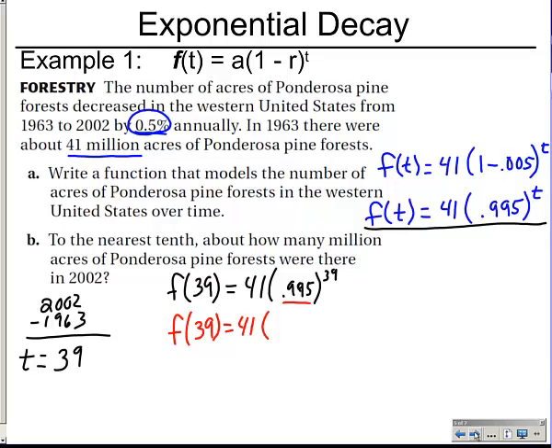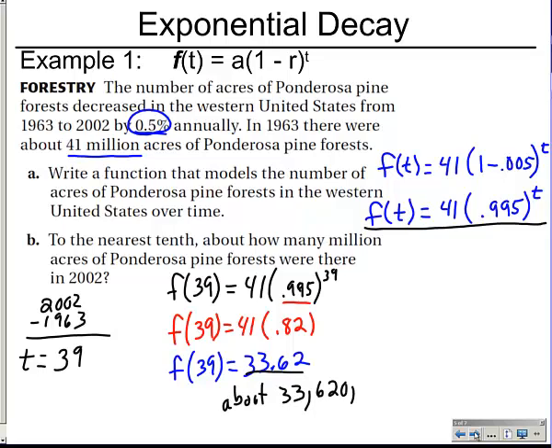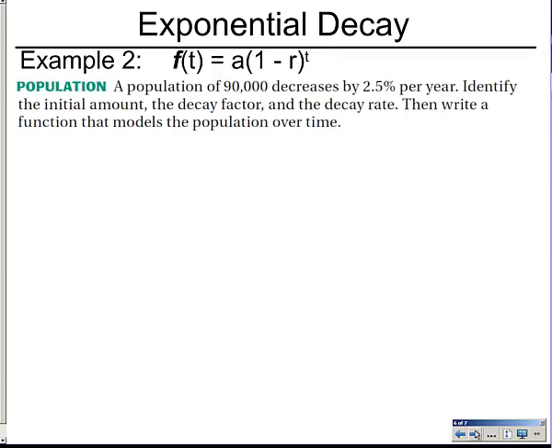So I'm just going to call it 0.82, round it to 0.82, and go with that calculation. Now multiply the two together, so f of 39 will equal 41 times 0.82, which is 33.62. Remember this is an estimate and this is in millions of acres, so we're going to say about 33,620,000 acres.